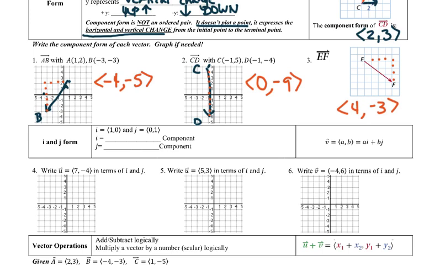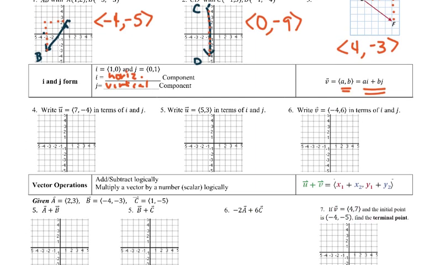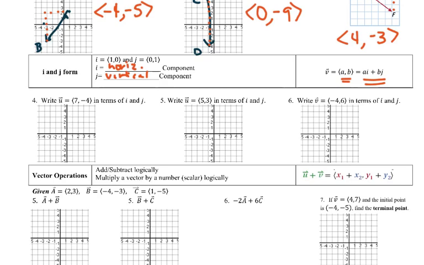We can also write vectors in what we call I and J form. So the I is the horizontal component, and the J is the vertical component. So if the vector was written in component form, we change it to I and J form. So here, if vector U is 7, -4.